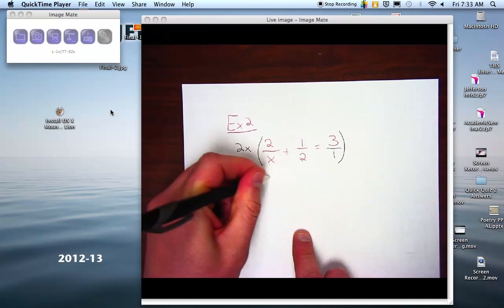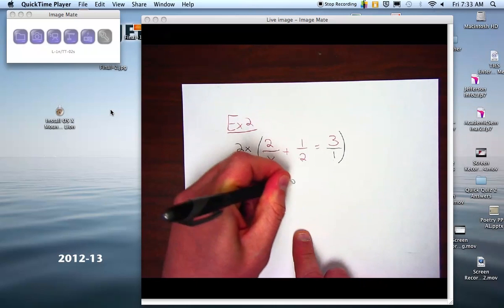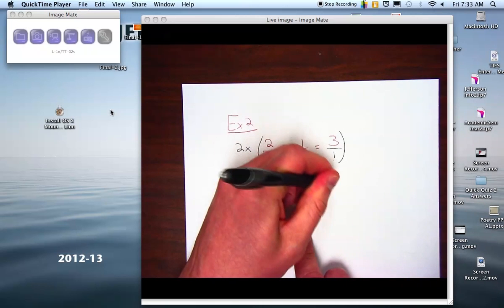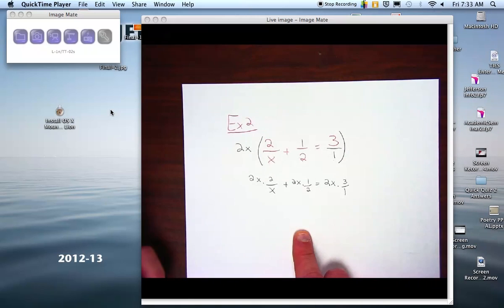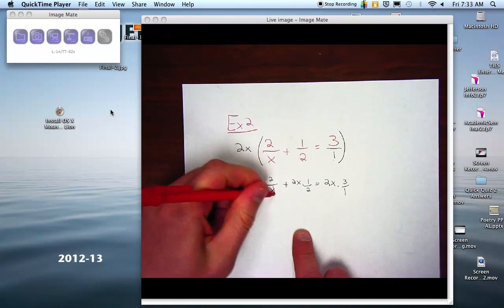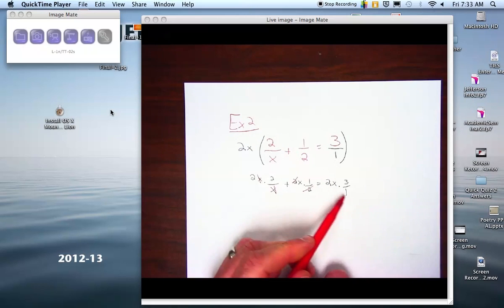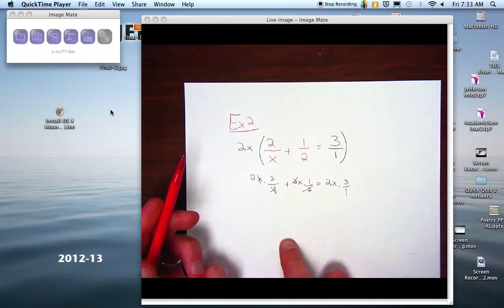So I'm going to have 2x times 2 over x. I'm going to have 2x times 1/2. And I'm going to have 2x times 3 over 1. And again, I look for things that can cancel. And so here the x crosses out the x. 2 crosses out the 2. Here there's nothing really to cancel. We just had a 1 in the bottom.